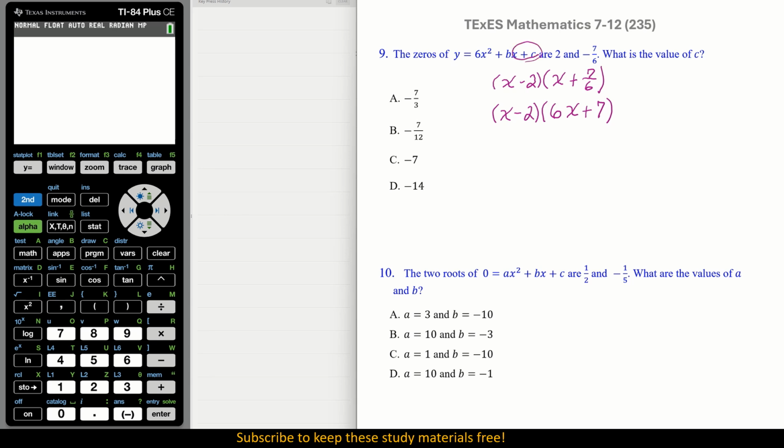Now, because they want c, let's go ahead and just FOIL it. So that will be 6x squared. Well, that's verified in the given, so we know we're on the right track. And then that's a negative 12x plus a 7x minus 14. Well, we're thinking it's D, but let's go ahead and follow through. 6x squared minus 5x minus 14.